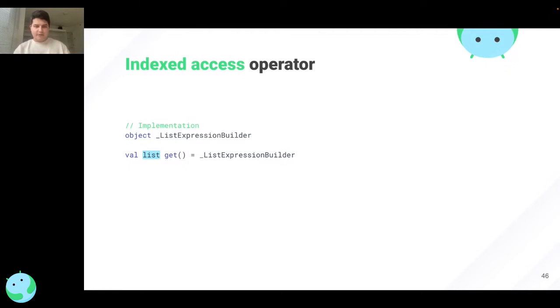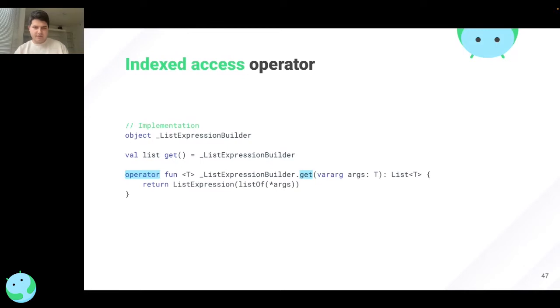And basically it will reference another object, which is also like a dummy object, to which then, when we have this object, we can overload an operator called get and make it an extension function of this builder object. And basically this get operator is something that represents those square brackets in Kotlin.